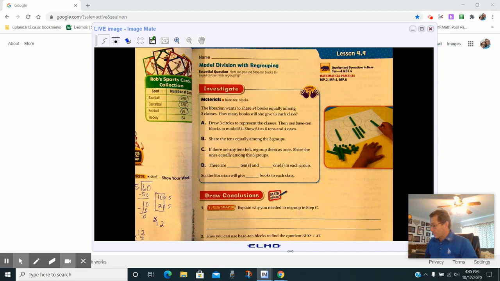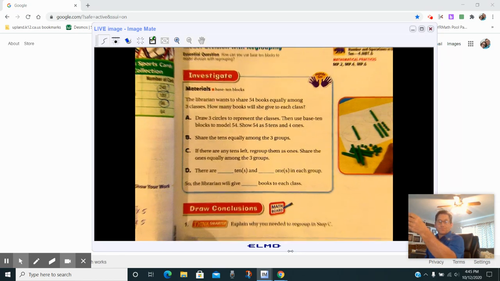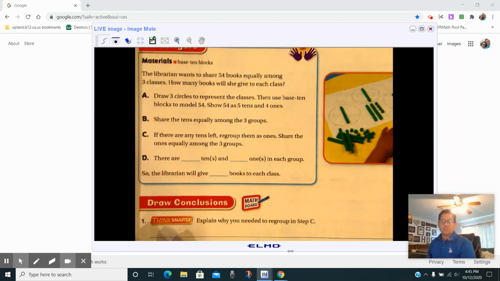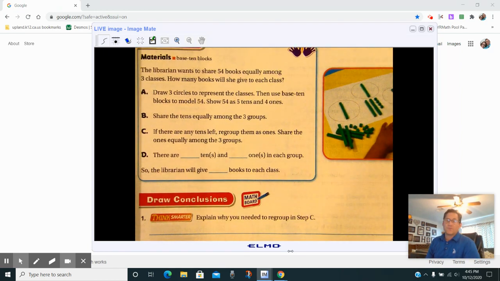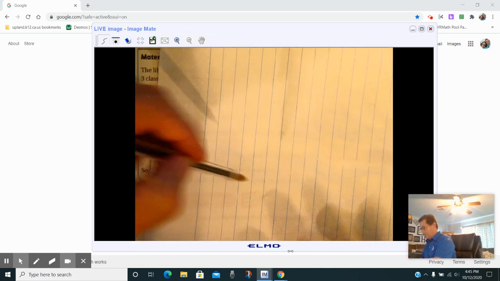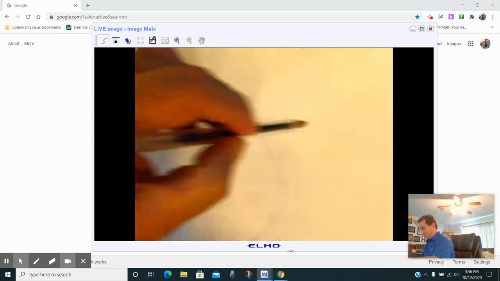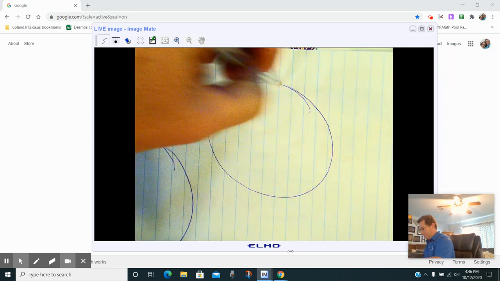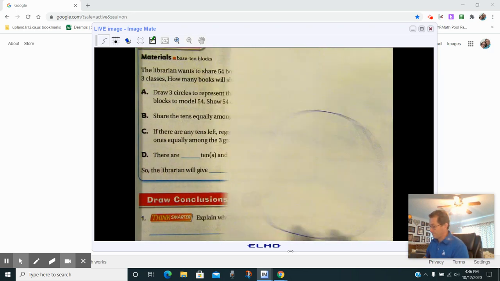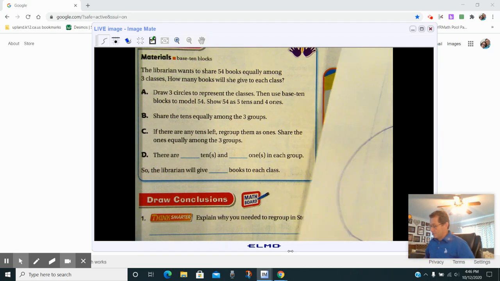And so in our investigation, it says the librarian wants to share 54 books equally among three classes. How many books will she give to each class? First, step A says draw three circles to represent the classes. All right, so we have three circles. Then use base 10 blocks to model 54.